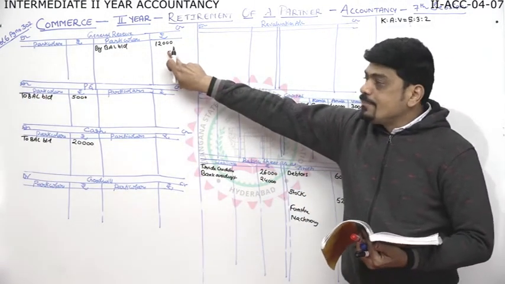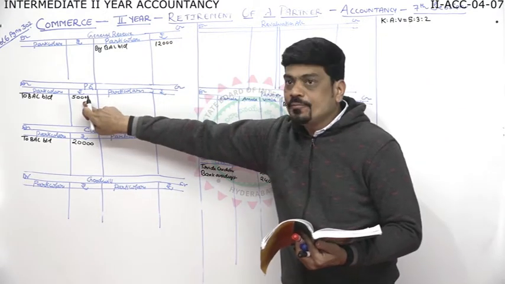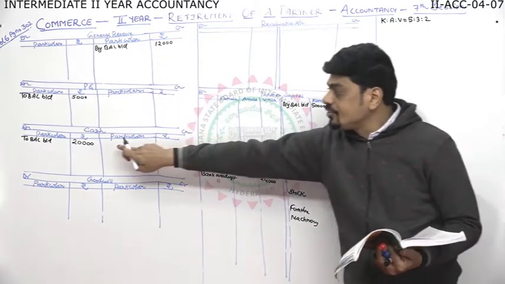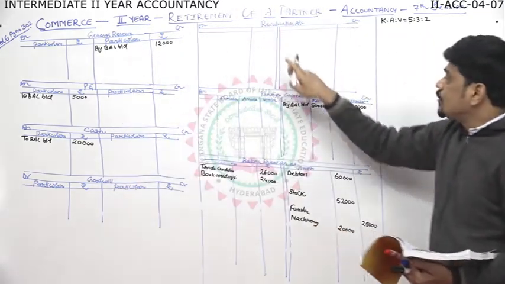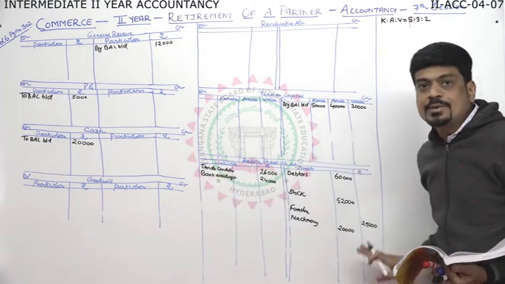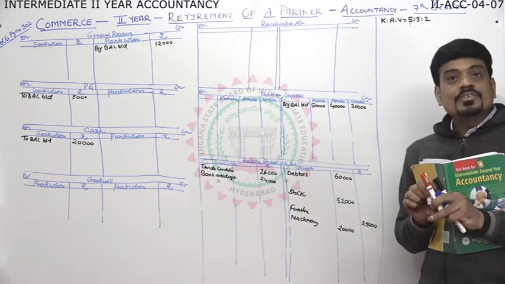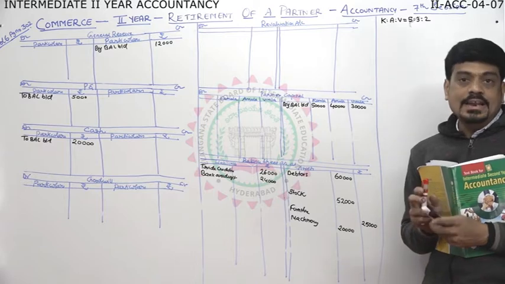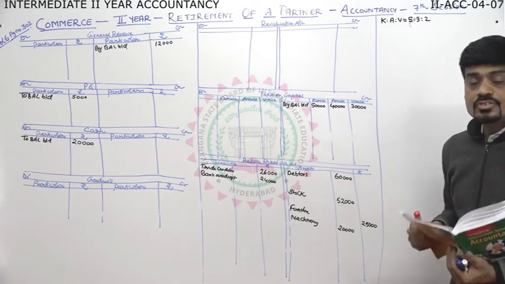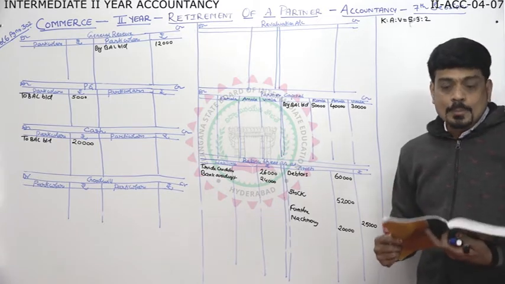General reserve, by balance brought down. Profit and loss, it's accumulated profit loss. So I brought it on the debit side. Then cash, debit side. Partners capital, credit side. And all other assets and liabilities are posted to their respective positions. Now we'll start the scheme of retiring. Who is retiring? Vimala. So she is going to retire. So what were the adjustments we are going to make?